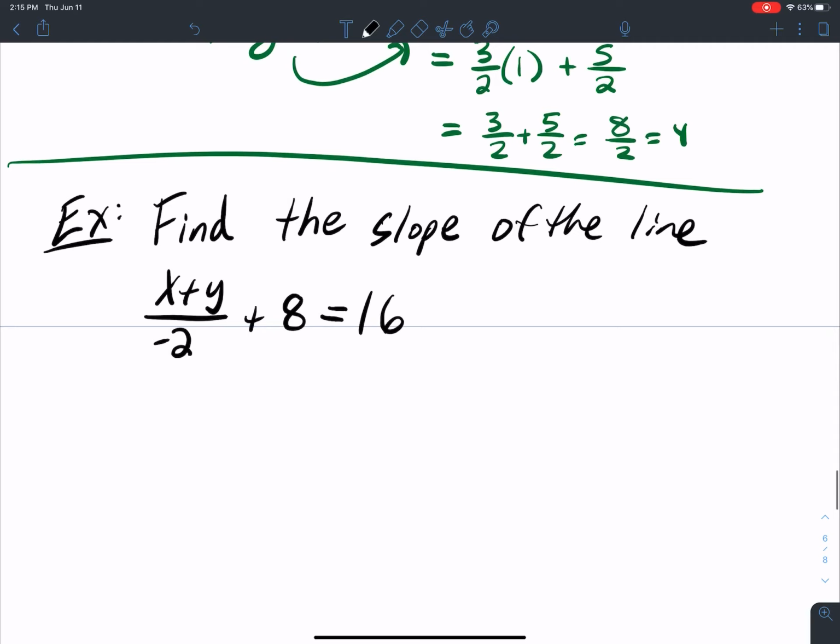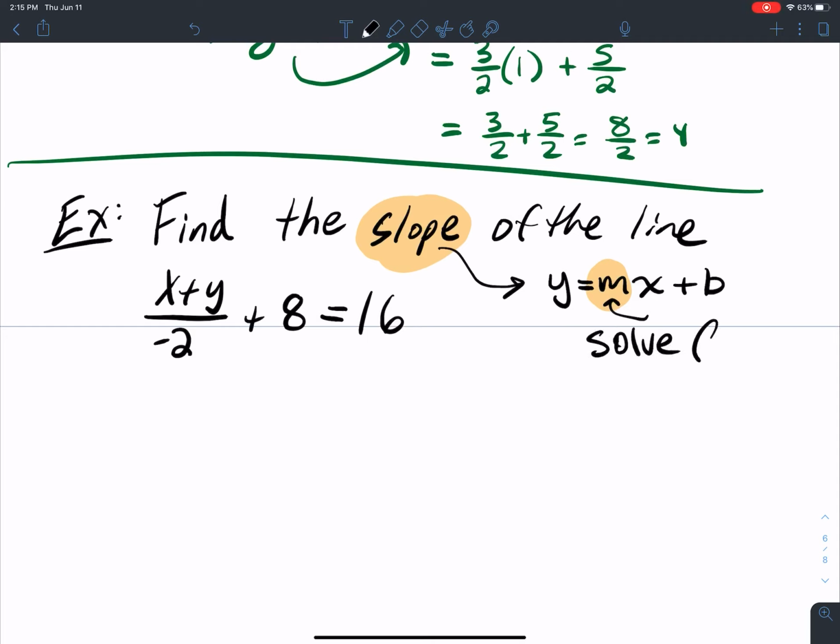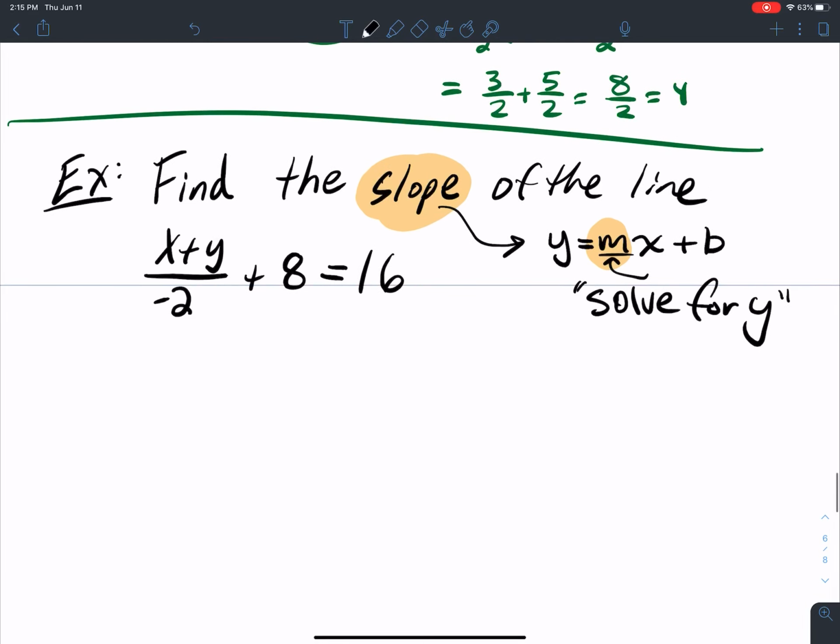So how do we do this? Well, if you're going to find the slope, all you need to do is put it in slope-intercept form, and the coefficient in front of the x is your answer, okay? That's all you got to do. So solve for y. If you solve for y, you can find that coefficient in front of the x, and that's the answer. So here's my y.